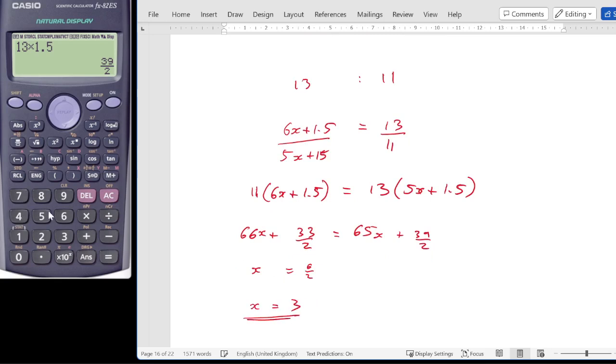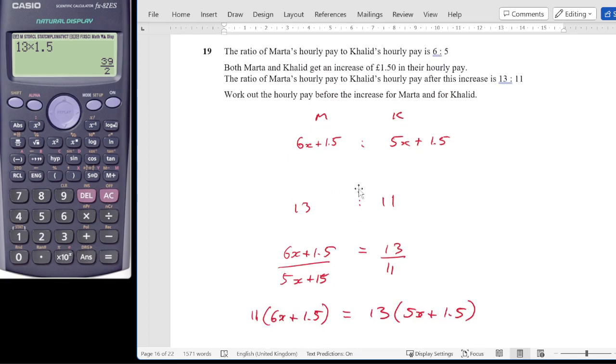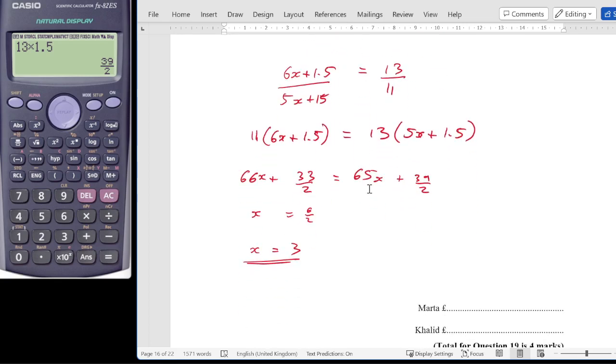Right, but what was I actually asked to work out? Work out the hourly pay before the increase. So for both of them. So Martin was 6 times 3, which would have been 18, and Khalid would have been 5 times 3, which would have been 15.